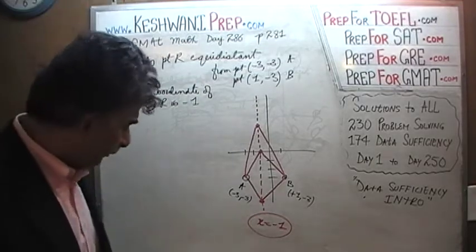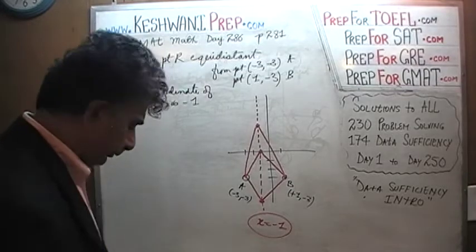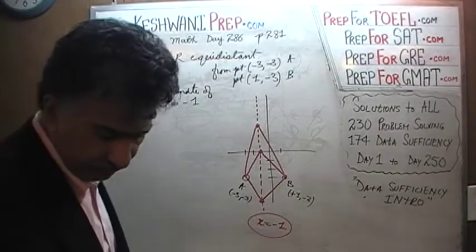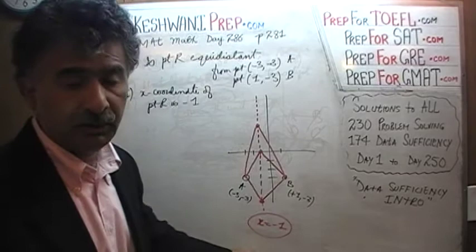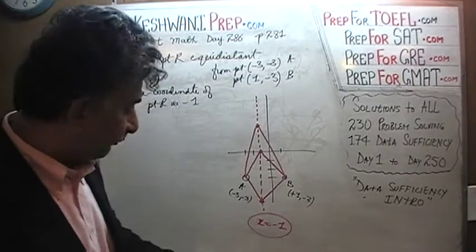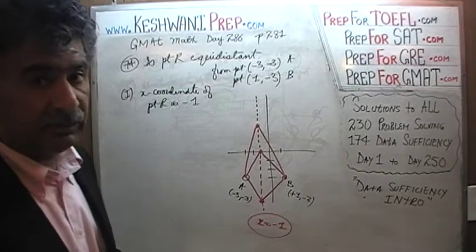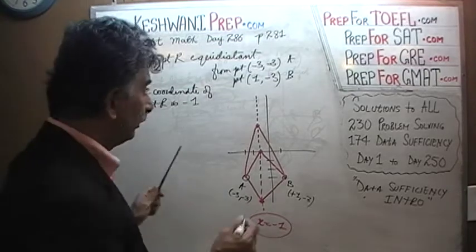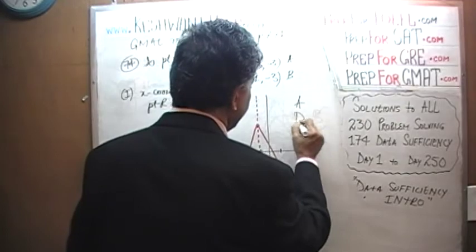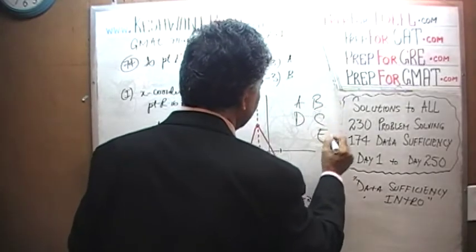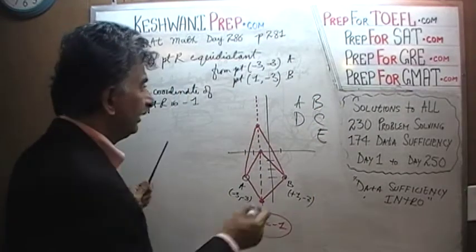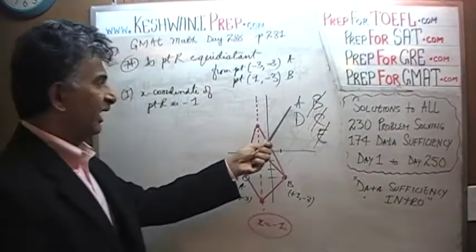So the first statement does the job quite nicely. First statement is enough for us to ascertain that the point R has to be equidistant from A and B. Because we just established that the first statement by itself is enough, with the answer choices A, D, B, C, E, we know now that the answer cannot be B, C, or E. It would have to be either A or D.